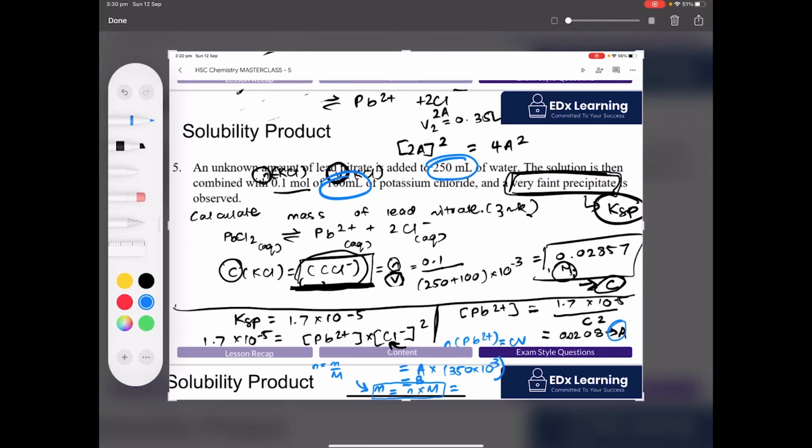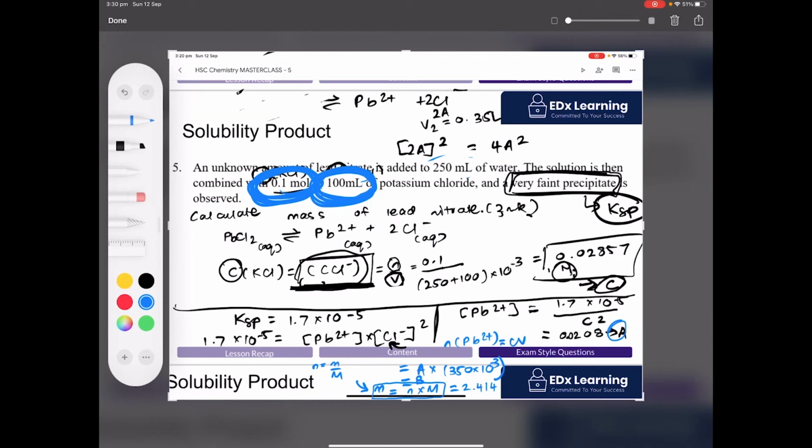What's our final answer for the mass of lead nitrate? I got 2.414 grams. 2.414 grams. How many sig figs? There should be 2, so 2.4 grams. You sure it's 2 sig figs? Oh, wait. 100.1.